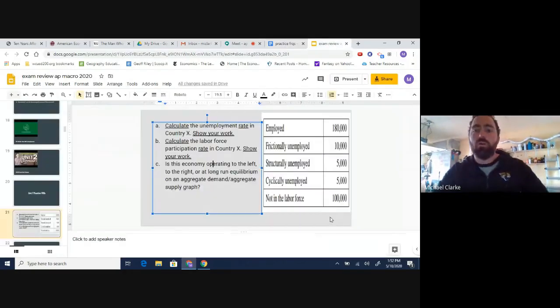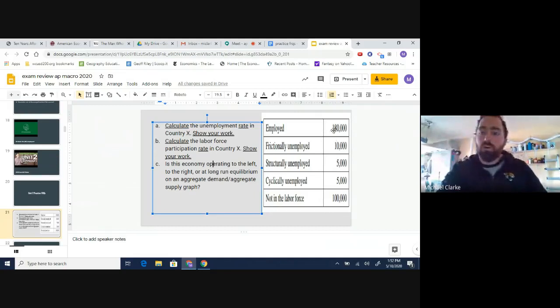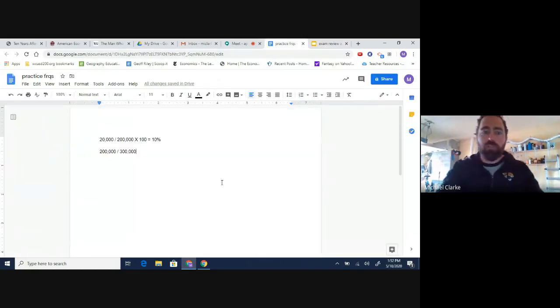Clark? Well, remember, this isn't your whole population. This is a common mistake that kids make here. They take the 200,000 and they divide it by the 100,000. That's wrong, though. The 100,000 doesn't represent your total population. Population is all this stuff. So 200,000 divided by 300,000 times 100 to put it into a rate, and you would get, if you round it up, 67%.